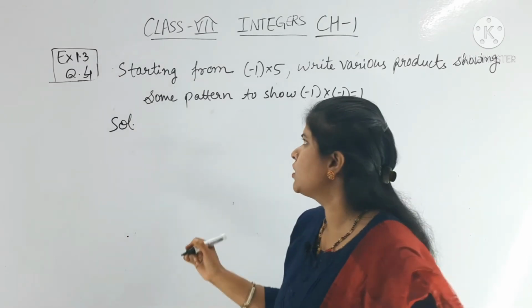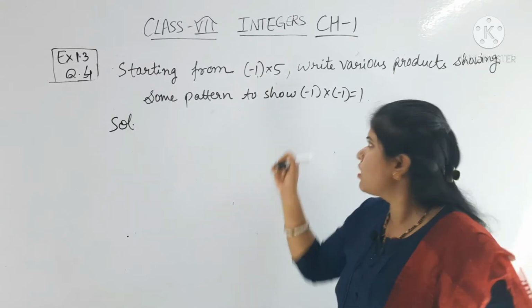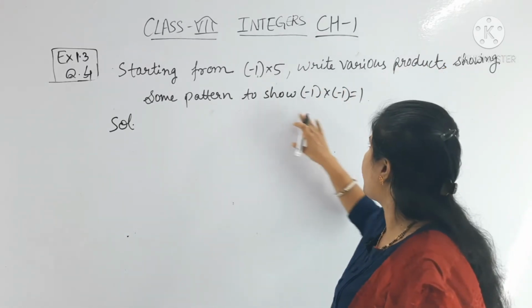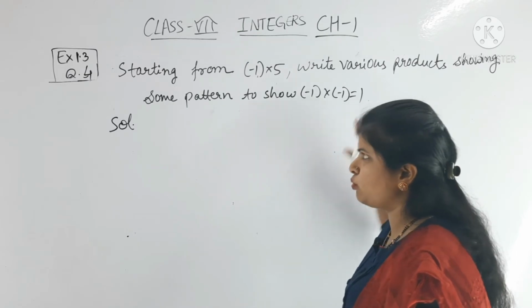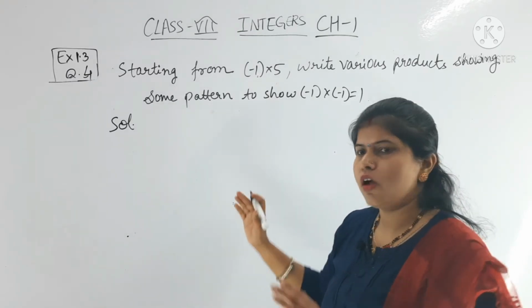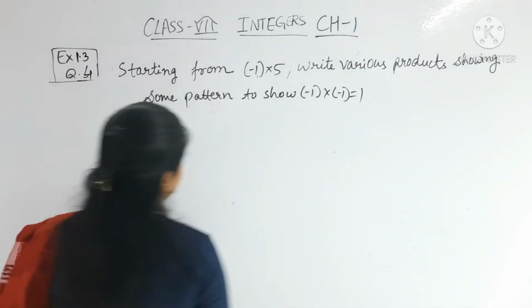Next question. What does it say? Starting from minus 1 into 5, write various products showing some pattern to show minus 1 into minus 1 is equal to 1. So we have to start from minus 1 into 5 up to minus 1 into minus 1. So let's start the solution.